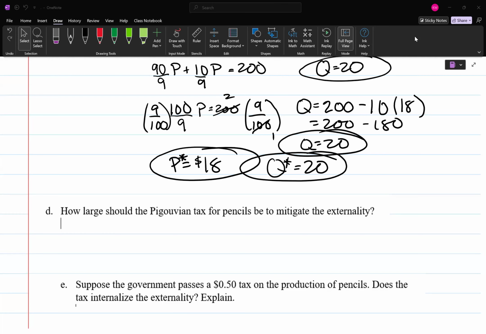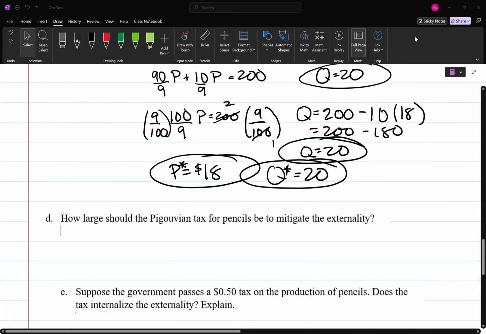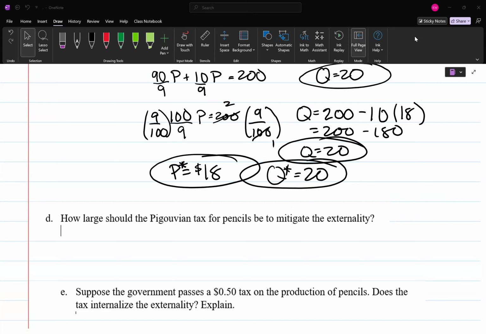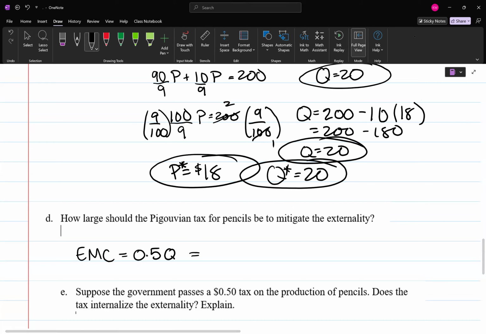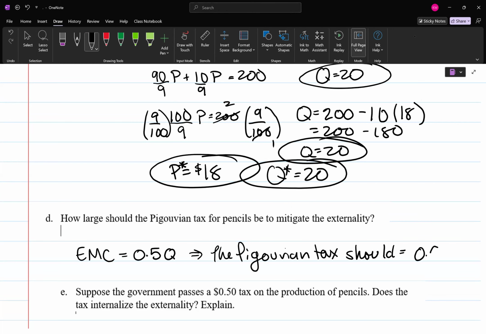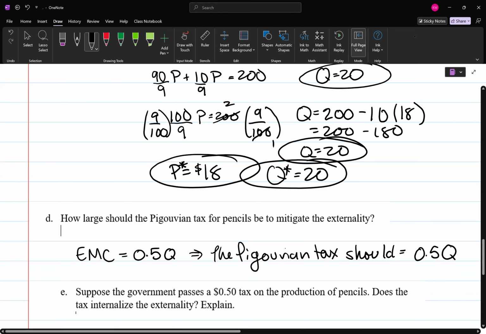Part D asks how large the Pigouvian tax for pencils needs to be, a hypothetical one, in order to mitigate the externality. And since we know exactly how large the external marginal costs are, right, that was given to us at 0.5 times quantity, then the tax should be exactly that amount. So we'll say the Pigouvian tax should equal 0.5 times quantity, right?